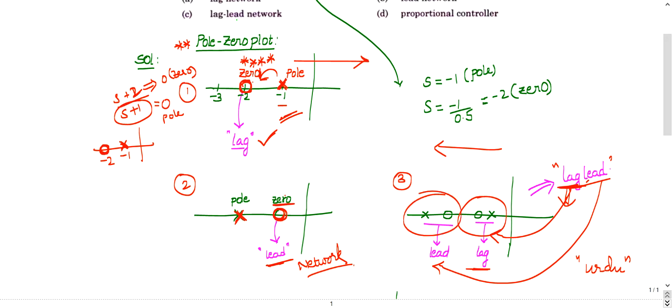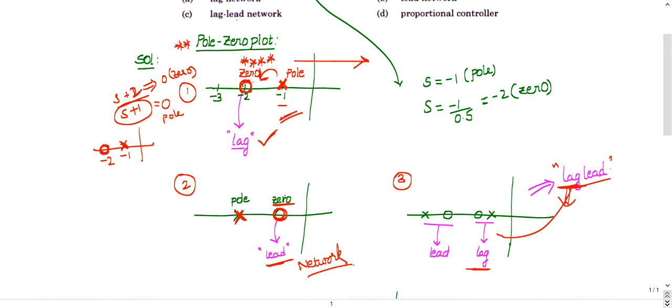Lead means then you plot lead. So you should plot in the reverse way, not the straight way. It's in the reverse way you need to write. Okay, so lag lead network.